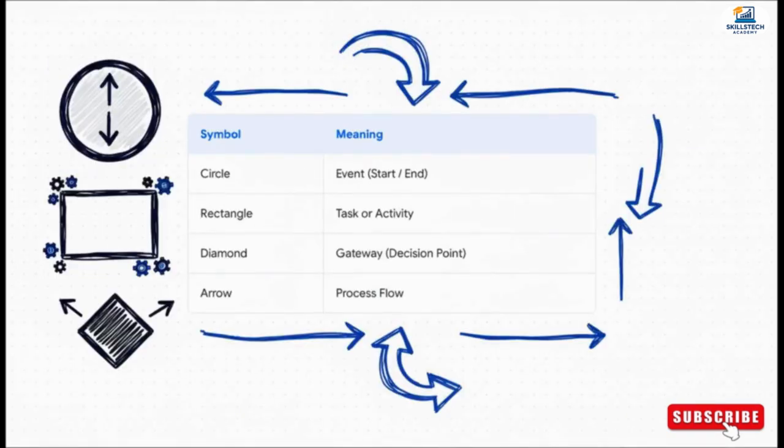And it's all built on these 4 simple shapes. You've got your circle, which is just the start or the end of a process. The rectangle, that's a task, something that needs to get done. The diamond is a decision point, a yes or no fork in the road. And of course, the arrow just shows you which way things are flowing. It looks simple, right? But with just these, you can build some incredibly powerful, detailed maps.